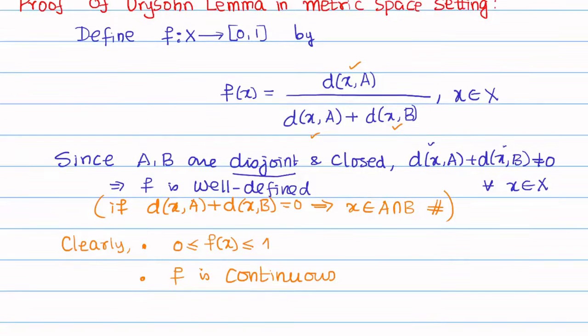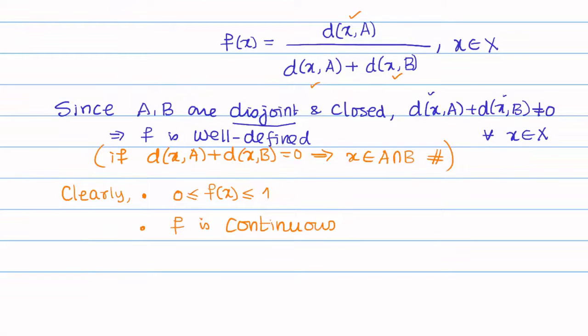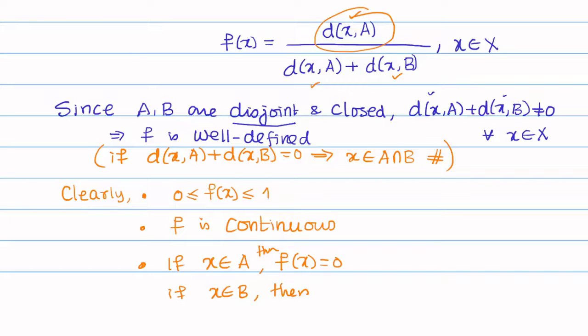அடுத்து இன்னும் ஒரே ஒரு விஷயம். If x belongs to capital A, then f of x will become 0. ஏன் இது 0 ஆயிரும்? So 0 divided by anything will be 0. If x belongs to capital B, then f of x is equal to 1. ஏன்? இப்போ x வந்து B ல இருந்தா இந்த இடம் 0 ஆயிரும். அப்போ distance between x, A divided by distance, of course I'll write it here.